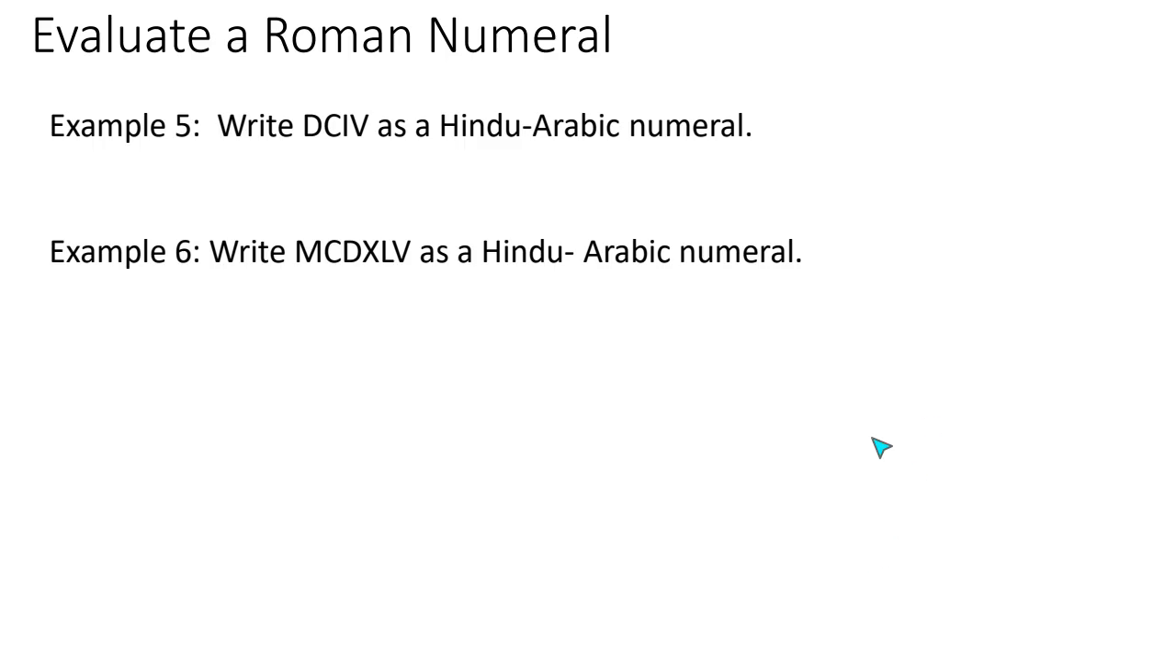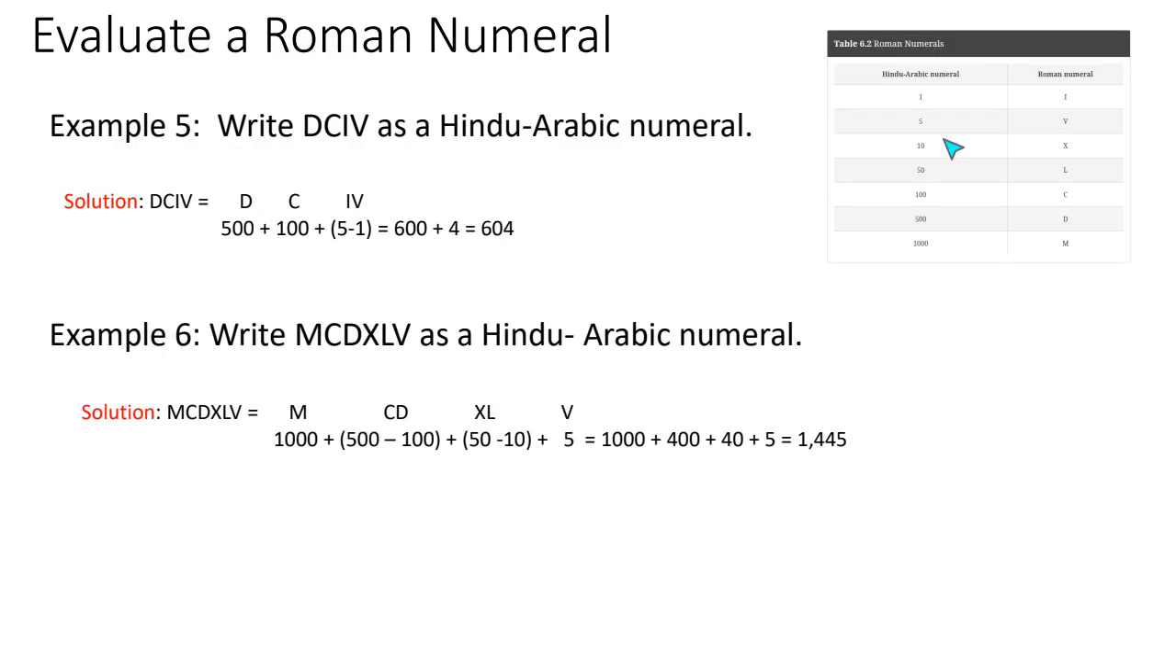So it says write DCIV as a Hindu-Arabic numeral, and then example 6 is similar with just a different number. So we'll focus on 5 for now. And to help us, I went ahead and put the table on the right side so we can see what those numbers are. And so what we can do here is take our Roman numeral and kind of rewrite it. So does D have a bigger value than C?